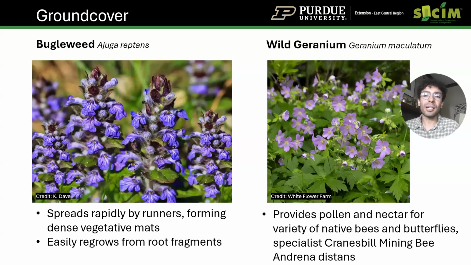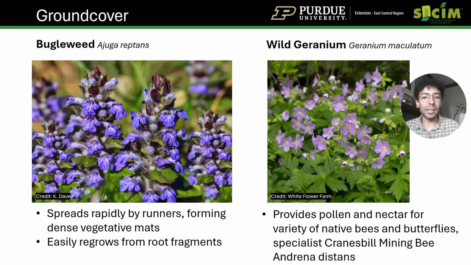Another ground cover that I see is both planted and is kind of a weed in its own right and escapes a lot of the time is the bugleweed. So it spreads really quickly by runners. It forms a dense vegetative mat, and it can be kind of a challenge to get rid of, especially if you just want to pull it. It definitely can regrow from those fragments of roots left behind, like a lot of invasives can. So a great alternative that has a lovely showy purple flower is our wild geranium.